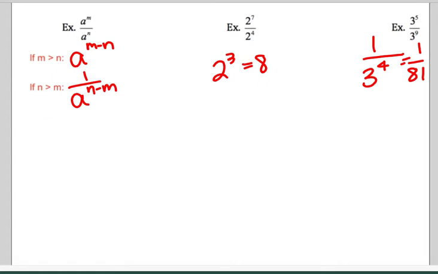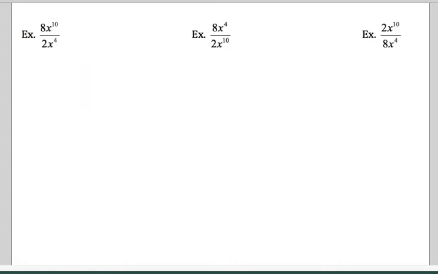All right, next examples here. 8x to the 10th over 2x to the 4th. So 8 and 2, they are coefficients. They are not exponents, so we're not going to subtract them. We are going to reduce them like a fraction or divide.